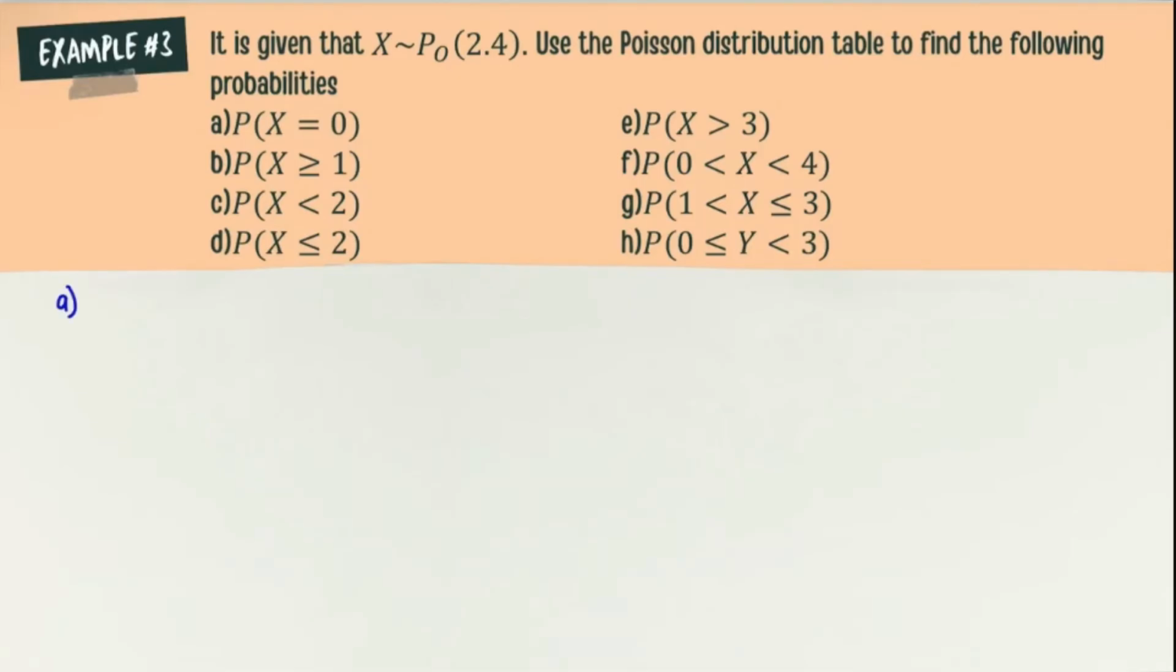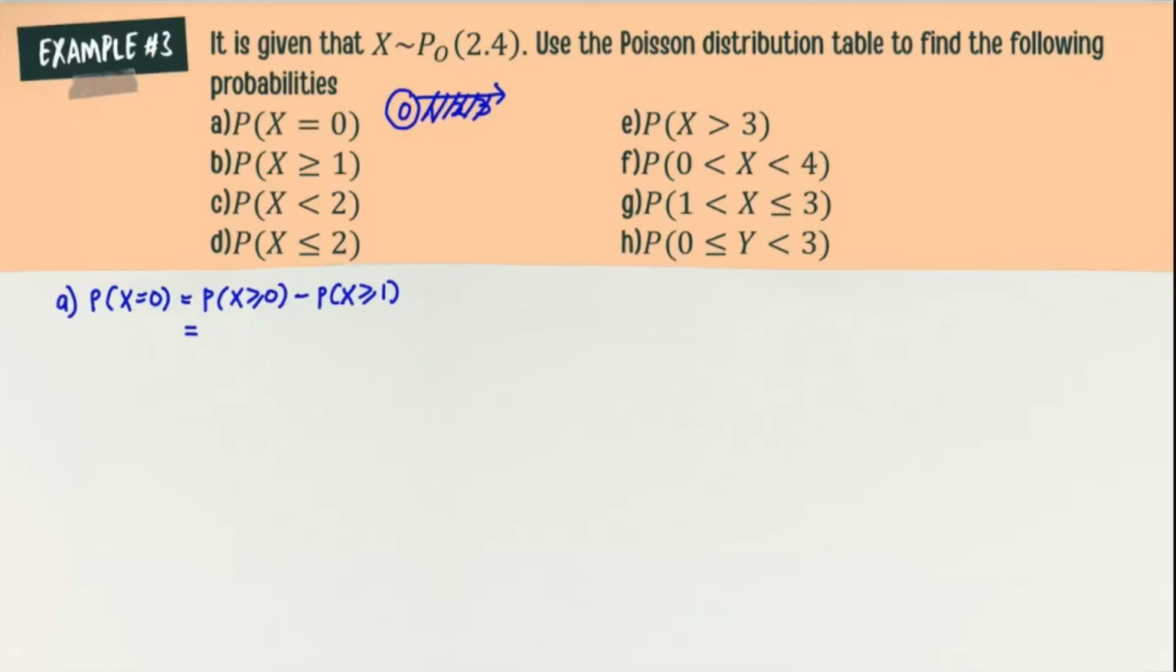Okay, saya ada 0, 1, 2, 3. So saya nak kosong sahaja. So saya akan buat greater than 0 tolakkan dengan greater than 1. So P of X equals to 0 equals to P of X greater than or equals to 0 minus P of X greater than or equals to 1.